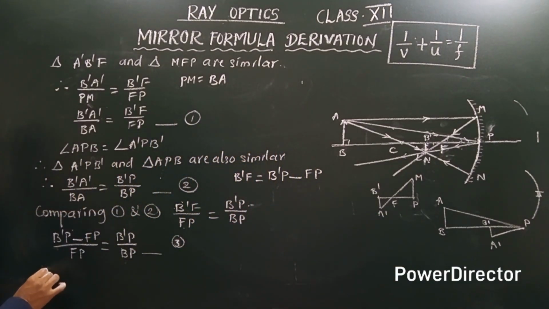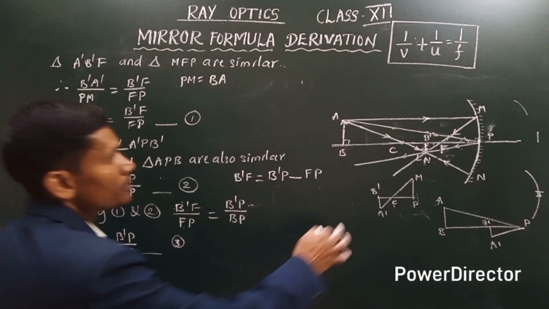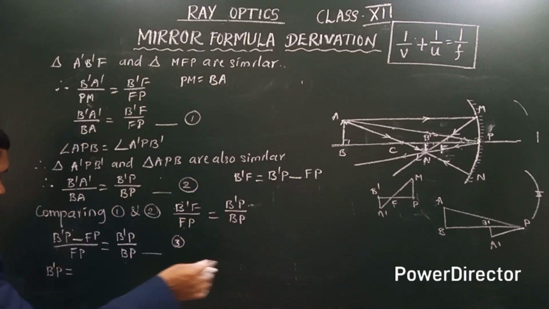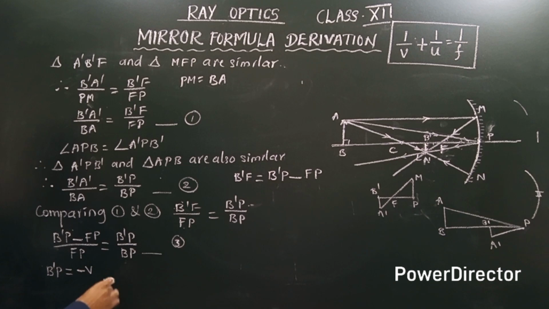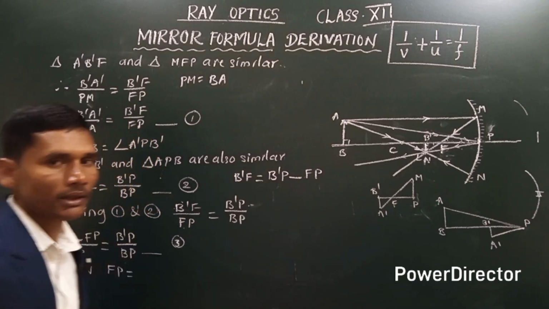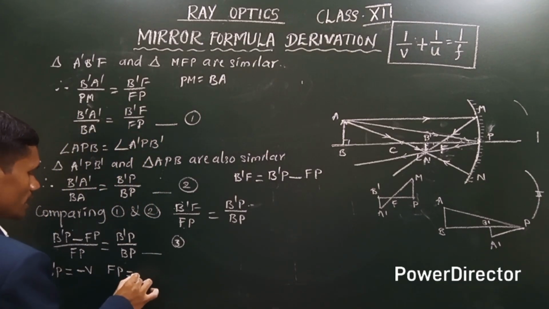So B dash P means the image distance. Image distance is denoted by V with what sign? Negative sign, because it is in the opposite direction. Next, FP is the focal length of the mirror. So this is negative, and we can write this as minus f, focal length, right?